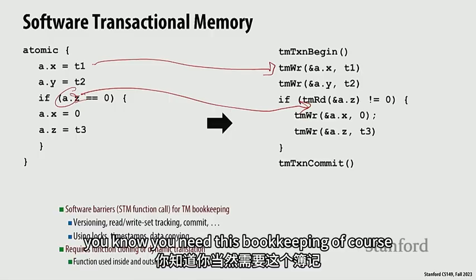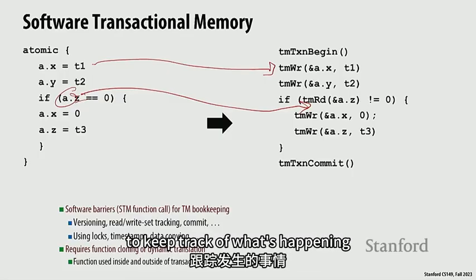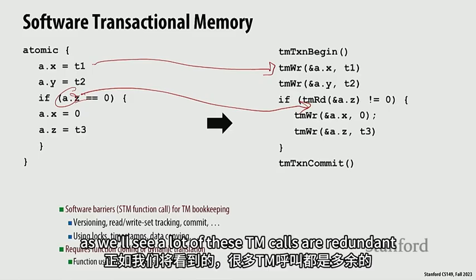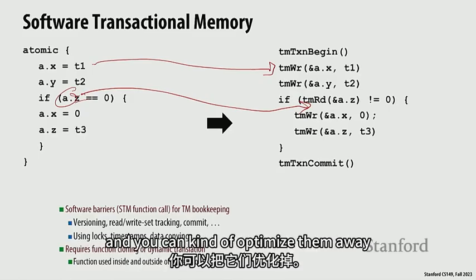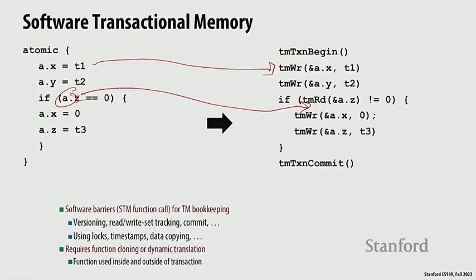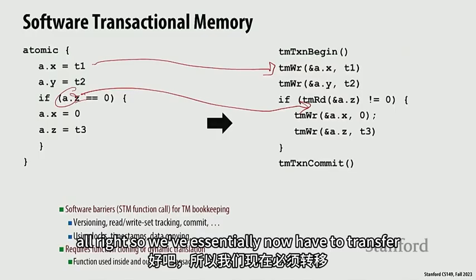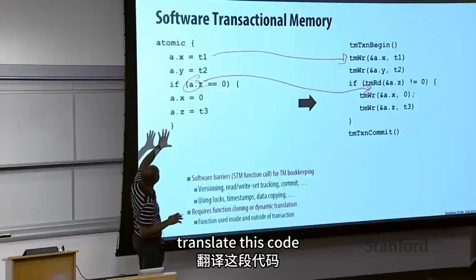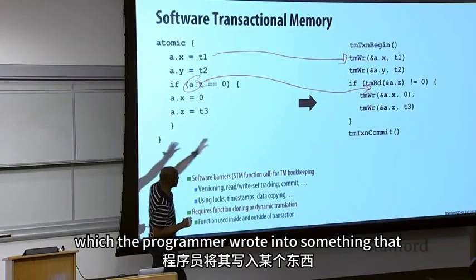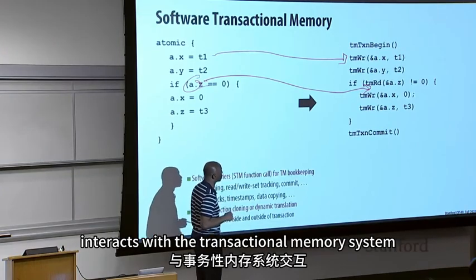So you need this bookkeeping, of course, to keep track of what's happening with the state of the transactional memory system. As we'll see, a lot of these TM calls are redundant, and you can optimize them away, and we'll see an example of that in just a moment. All right, so we now have to translate this code on the left, which the programmer wrote, into something that interacts with the transactional memory system.